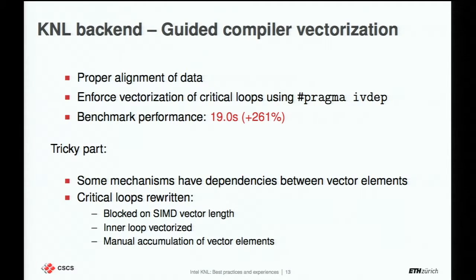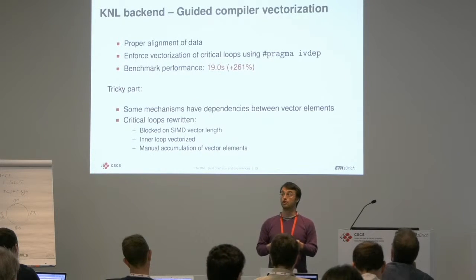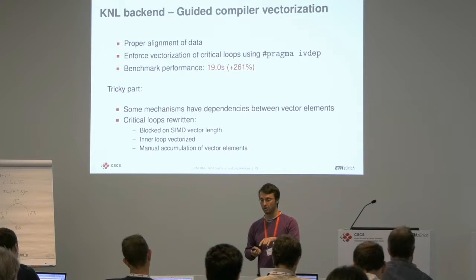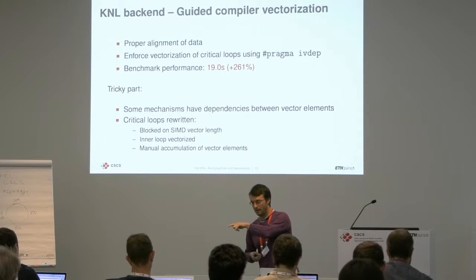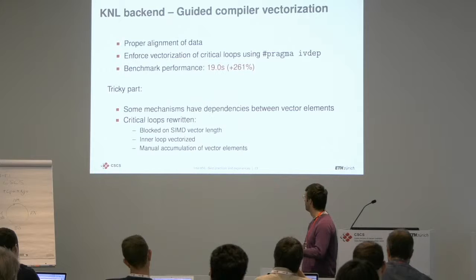point to the same location in the target current or voltage array, then if you just say IVDEP, it won't work, because there is a dependency, and basically you're telling the compiler to just go and do aggressive vectorization. So in order to be able to guide the compiler, we basically had to change the loop. We did a kind of blocking, so we're moving by SIMD vector length, and then we're doing a manual step of updating the individual vector elements.